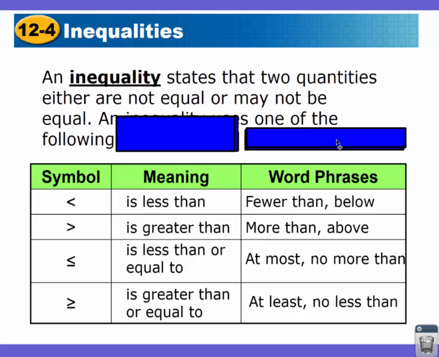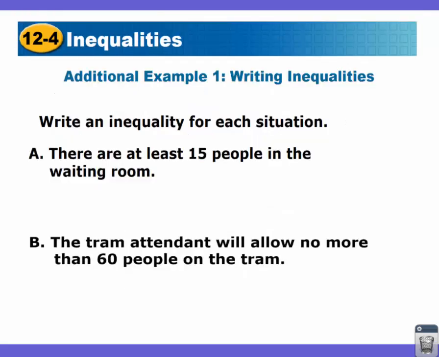So the first thing I want us to practice is if we were to read some statements, could we write a mathematical inequality statement to represent it? So here's some examples. It says write an inequality for each situation. So this first one says there are at least 15 people in the waiting room. So first thing we want to do is write two things. We want to write a variable and we want to write the number down that we're looking at.